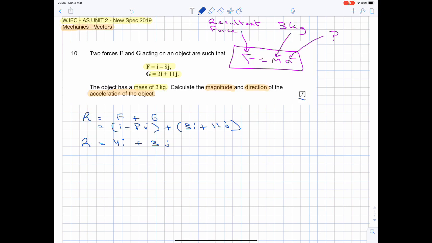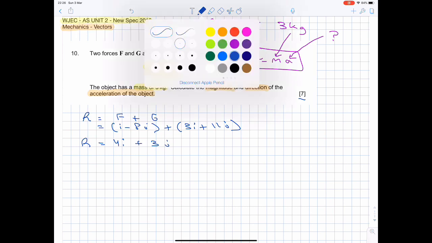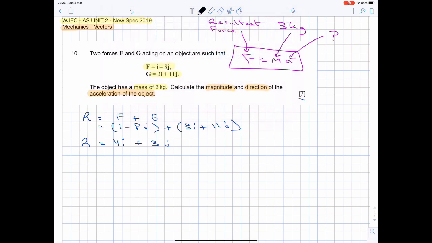We can represent this as follows. I'm going to show this now. Let's say we have the origin here, calling this O. 4i is the horizontal component, so it'll be this way. So that's the 4i plus 3j here, which represents the vertical component. We are trying to find now the resultant force, this one here.